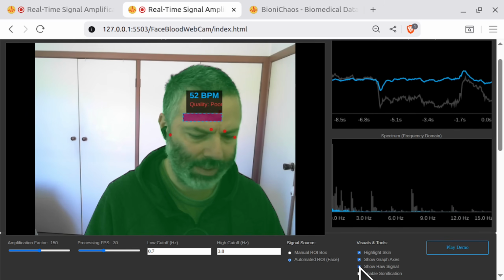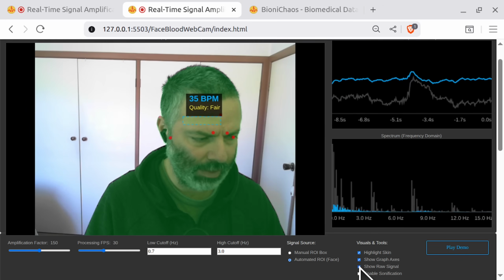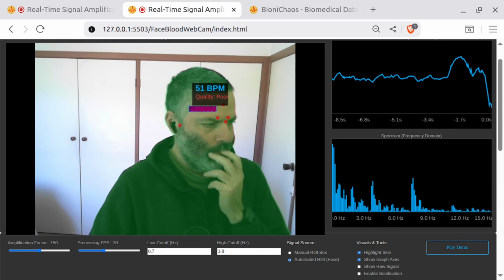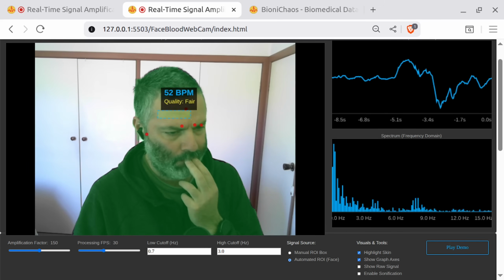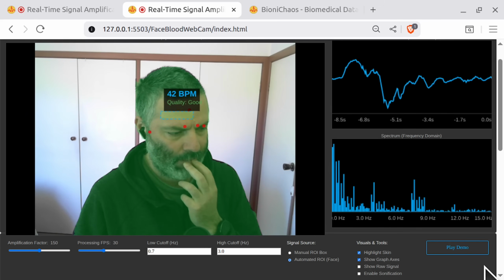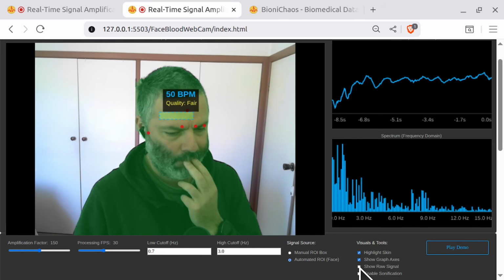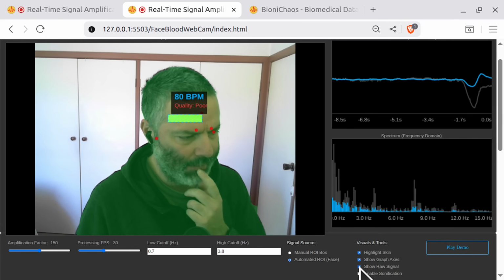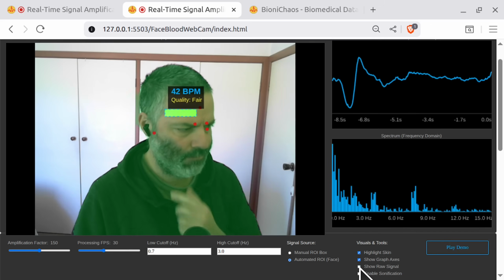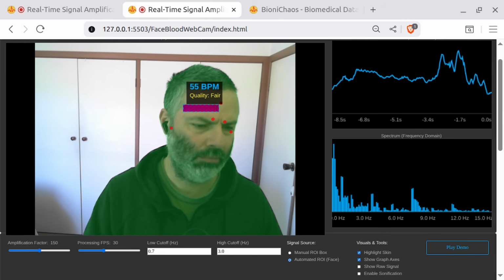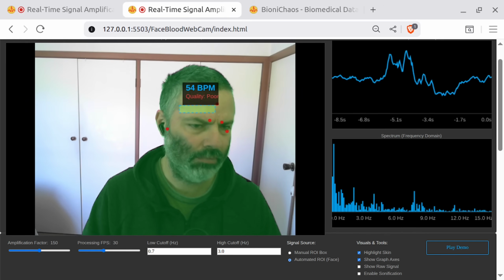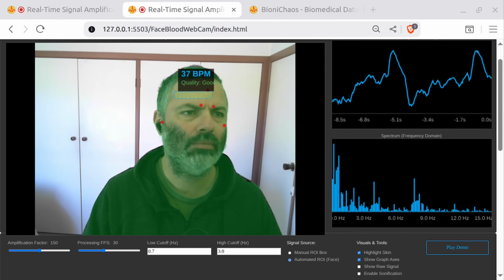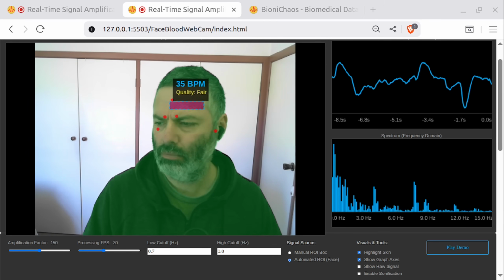What does the show raw signal do when I toggle it? When you toggle the Show Raw Signal checkbox, a second gray line appears in the waveform graph. This line represents the raw, unprocessed signal, shown in conjunction with the amplified signal line. How about the frequency domain, the spectrum? When the raw signal is checked, the spectrum graph also shows a second gray bar chart representing the frequency domain of the raw signal alongside the blue bars of the amplified signal.